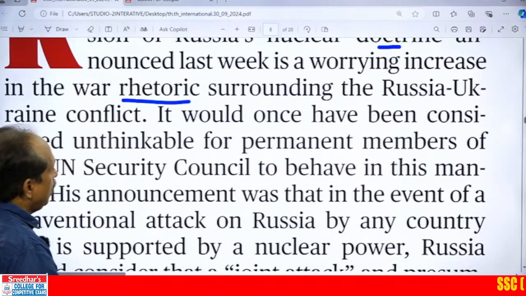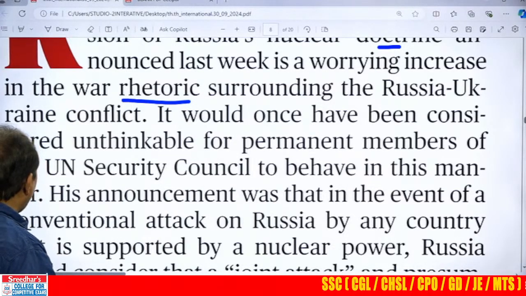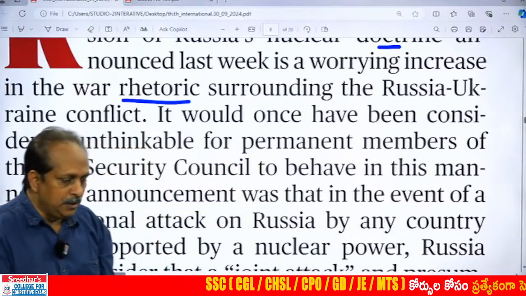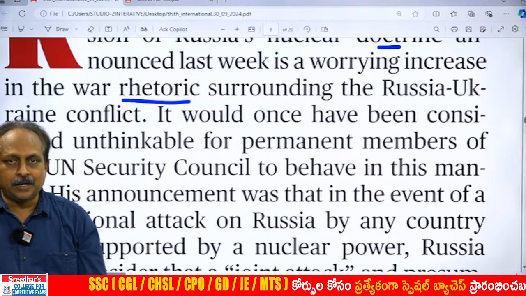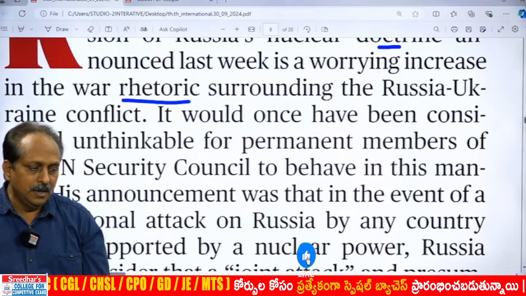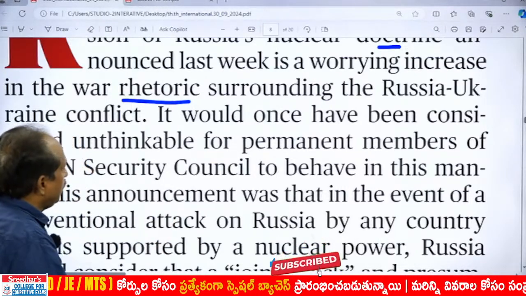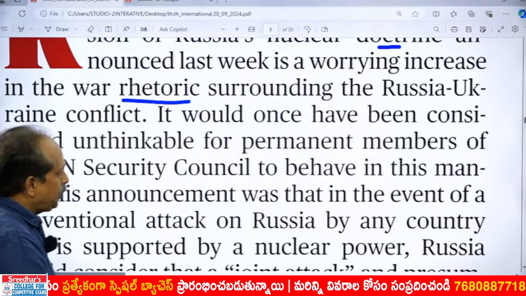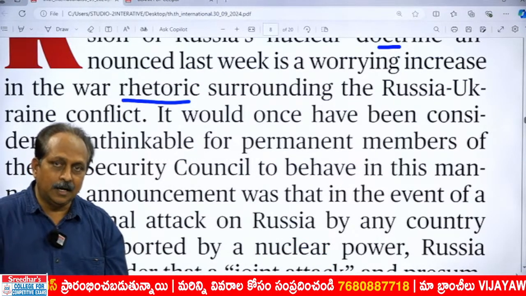It would once have been considered unthinkable for permanent members of the UN Security Council to behave in this manner. What does it mean? Once no one would think of using a threat like we will use nuclear weapons, and that too by a country that is a permanent member of the Security Council, perhaps unimaginable, unprecedented. But now the Russian president says that.